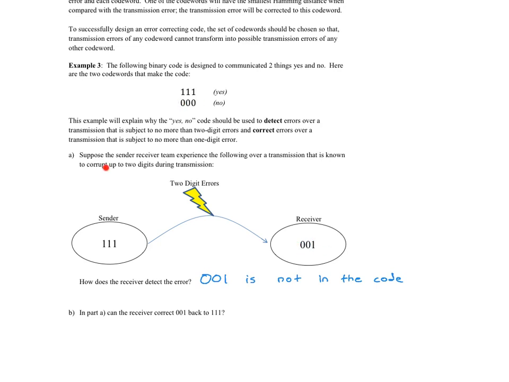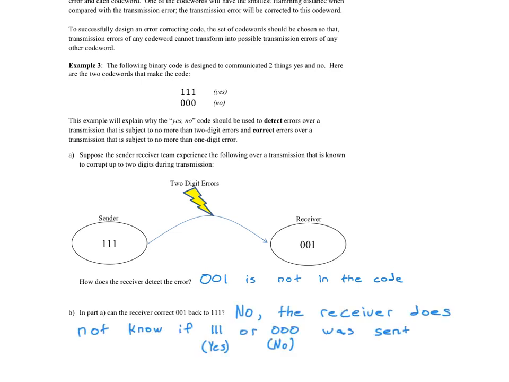Remember, it says up to 2 digits could be corrupted during the transmission. It doesn't mean that 2 digits will actually be corrupted. It could be that 1 digit gets corrupted, and then another time during a different transmission, 2 digits get corrupted. So can we correct 001 back to 111? Well, no, we can't, because we don't know if yes was sent or if no was sent. So that resulted in unsuccessful error correction, but successful detection.